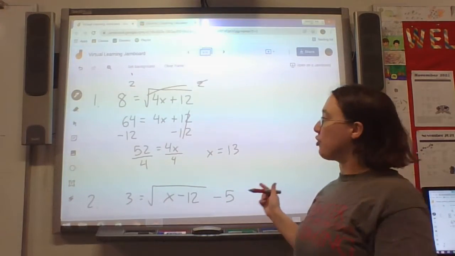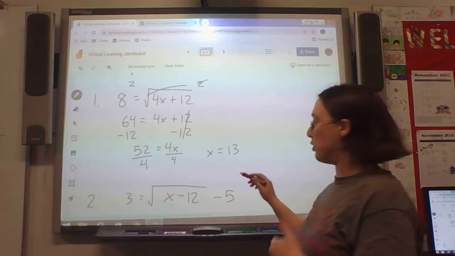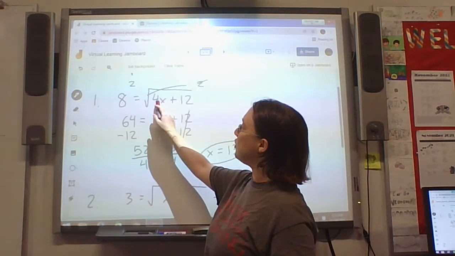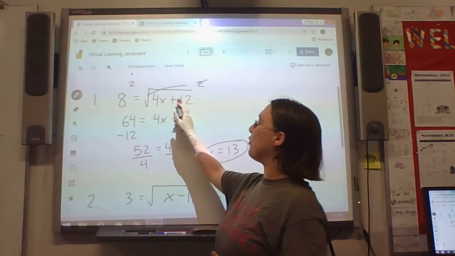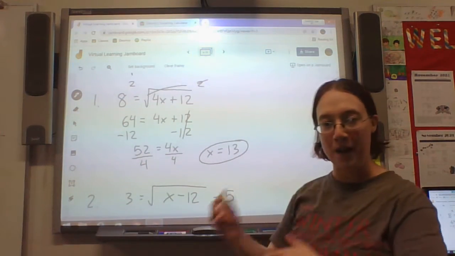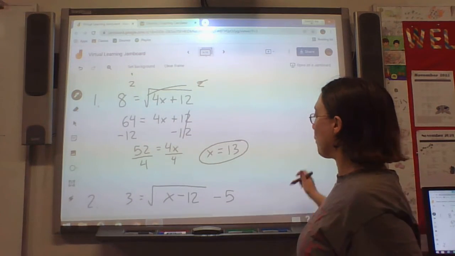And this one, since we've got square roots going on, we want to go back, double check our answer, plug it back in. So we've got 13. 13 times 4 gets you 52. 52 plus 12 gets you 64. And sure, the square root of 64 is 8. So we're going back, plugging in the number, making sure that our answer works out.